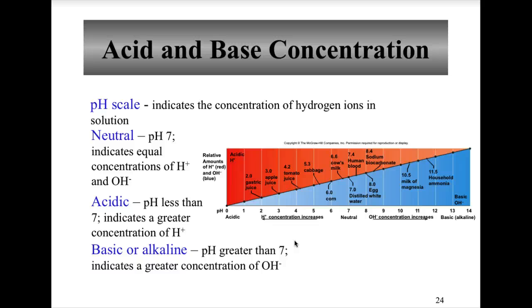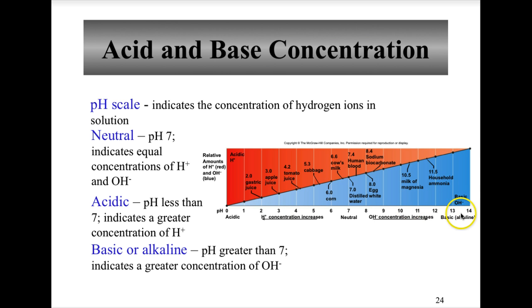Where if the hydrogen ions are greater than the hydroxide ions, you're going to have an acidic solution. On the other end of the spectrum, if the hydroxyl ions are greater than the hydrogen ions, you will have a basic solution. And then a neutral solution is when the hydrogen ions are equal to the hydroxyl ions. And you could see the definitions here for all of that.